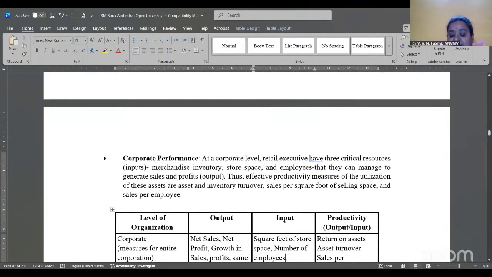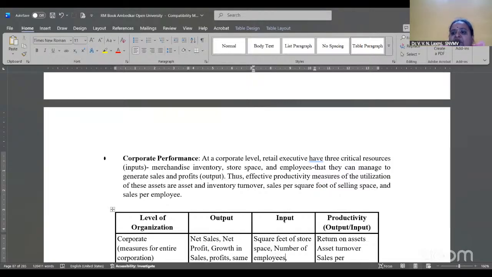Now let us look at the corporate performance. At a corporate level, retail executives have three variables, or three elements, or three components. One is the merchandise inventory that they are carrying in their retail outlet, the store space that the retail store has got, and the employees that they can manage. And thus, the productivity ultimately is limited based on these things.